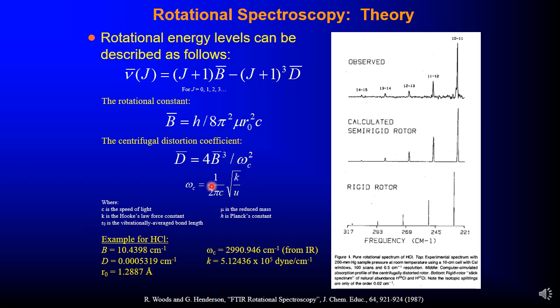where, as we all know, C is the speed of light, K is the Hooke's law force constant. Then we have R0, which is the vibrationally averaged bond length. Then we have mu, the reduced mass. Then we have H, which is Planck's constant.